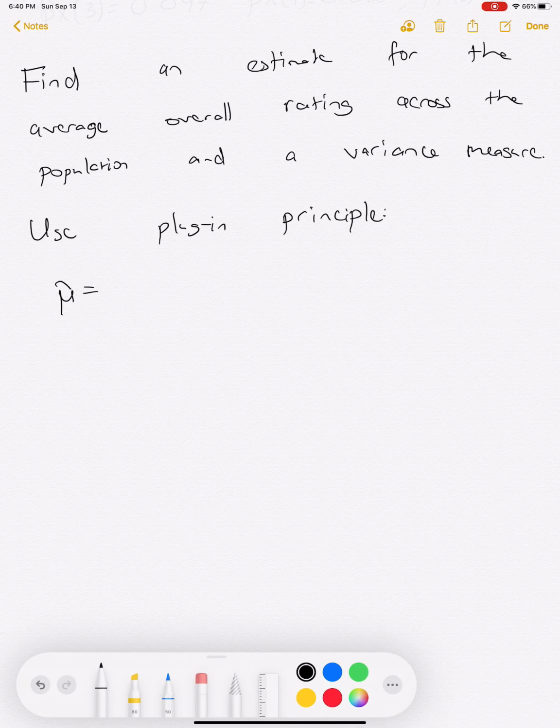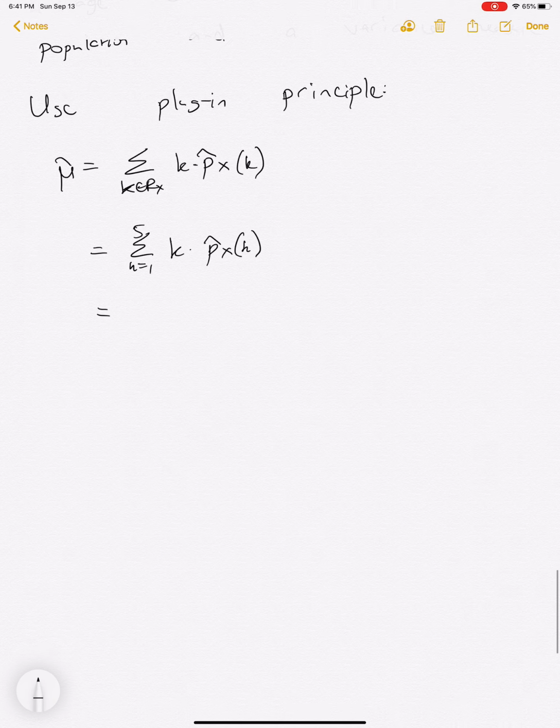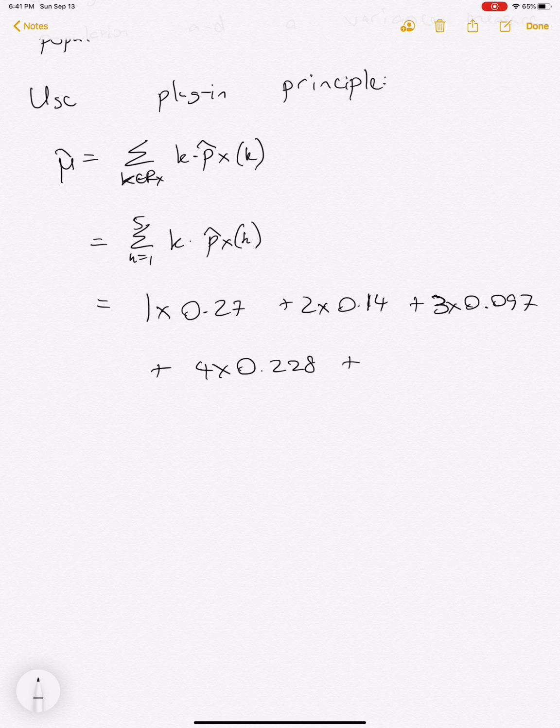and we're going to illustrate this with the plug-in principle. If we go through that calculation, this is 1 times... So this is something that you can check and see if my calculation is correct.